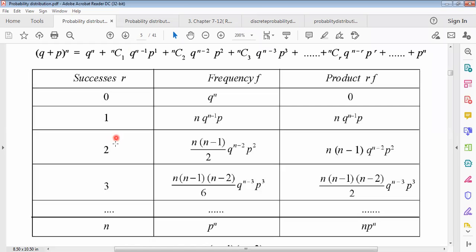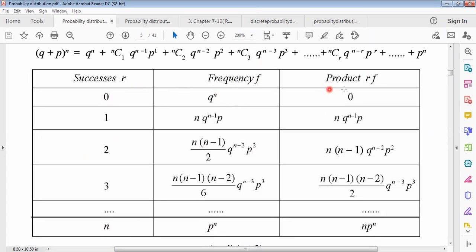Now for r equals 2, this is the third term, and for r equals 3, the fourth term. And this is the nth term, the last term, p to the power n. Now the third column will be the product of r and f.